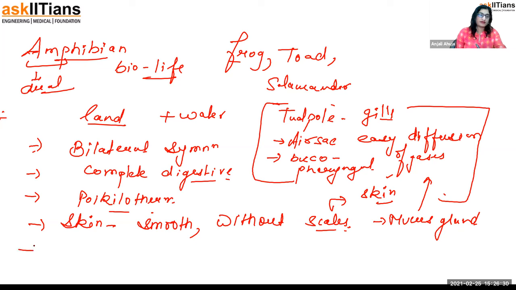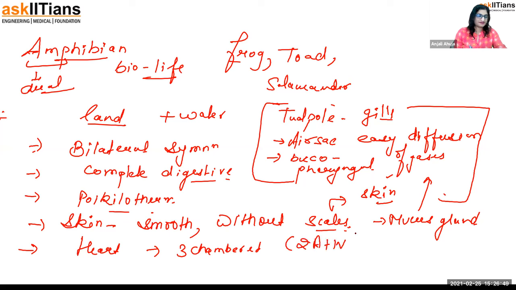Their heart is three-chambered. They can quickly attack insects. They eat insects and so on. They can protrude their tongue out and just catch the prey. So their heart is three-chambered, with two auricles and one ventricle. They lay eggs in water. External fertilization.